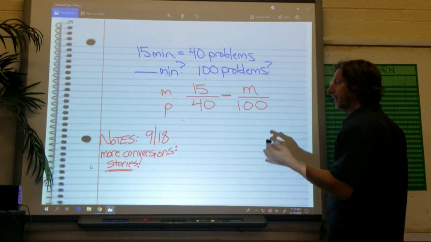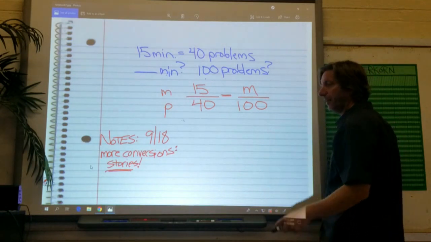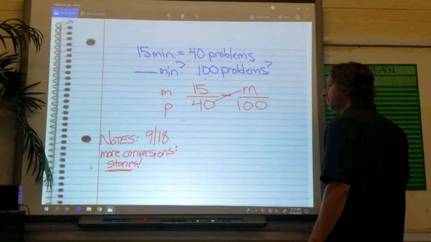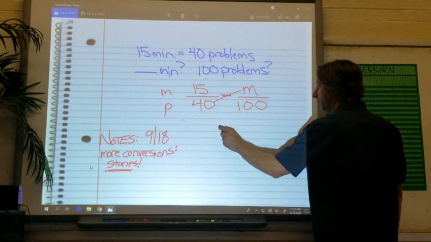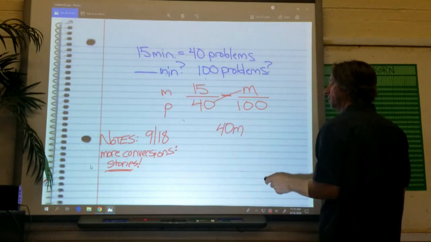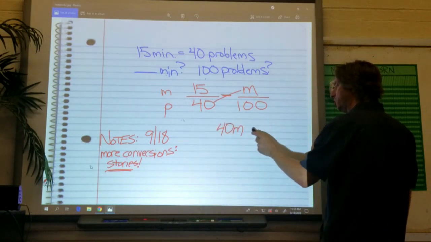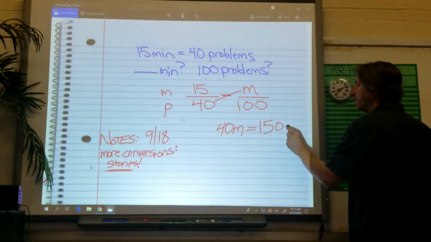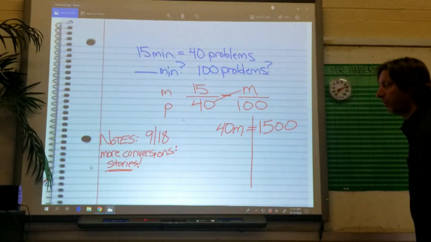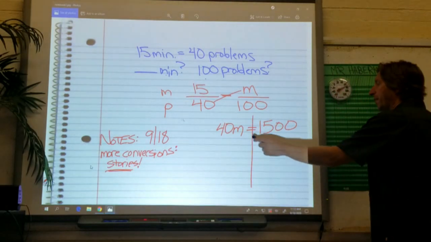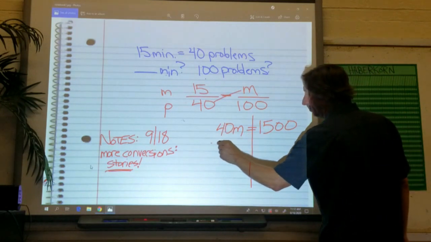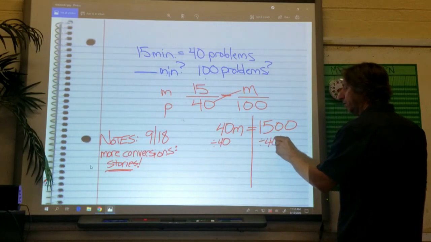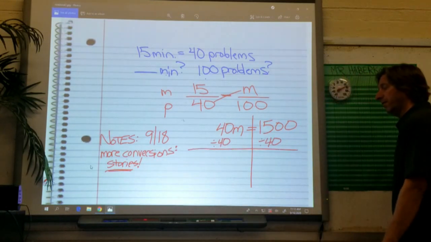Cross multiply, and like I said, we're going to need a calculator, so if you don't have a calculator, hit pause, go get your calculator. 40 times M, always do your variable first. 40M, 40 times M, right? If they're touching, it means multiply. Put your equal sign, 15 times 100, 1,500. Well, this is a bigger number than we're used to, right? Get your variable by itself, get rid of the 40. We do it to one side, and we must do it to the other.